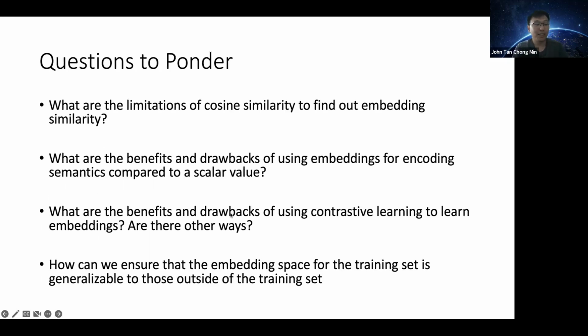So let's move to the discussion. Okay, we have about 10 minutes. All right, let's talk about the first one first. What are the limitations of using cosine similarity to find out embedding similarity?